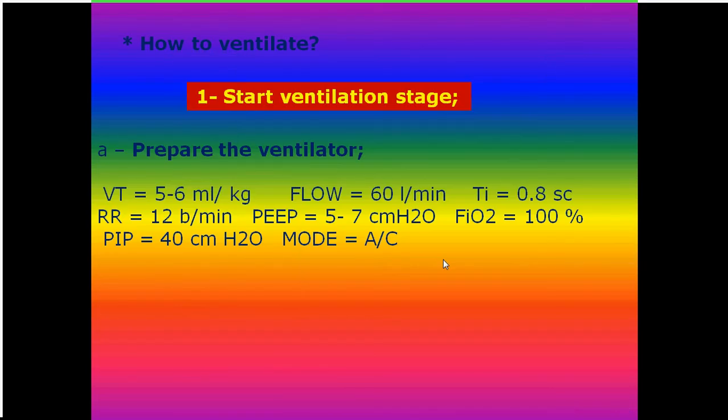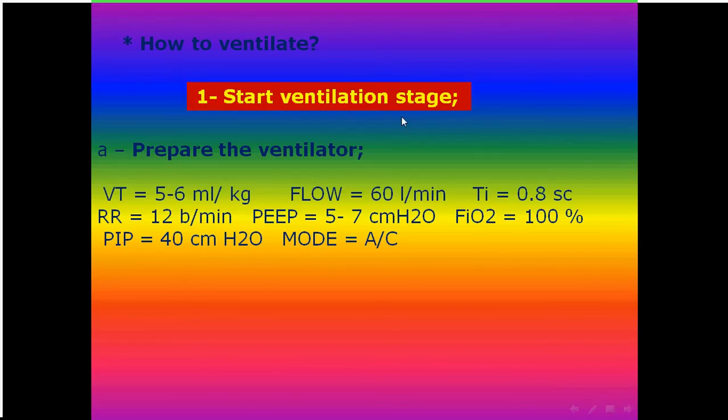First, we divide the ventilation of the patients into 4 stages. The first stage is start of ventilation. The second stage is stabilization of the patient. The third is maintenance of the ventilation. And the fourth is liberation or weaning from the ventilator.